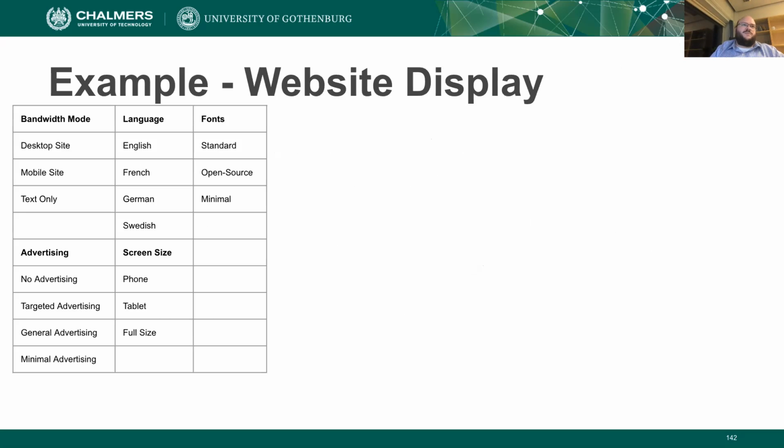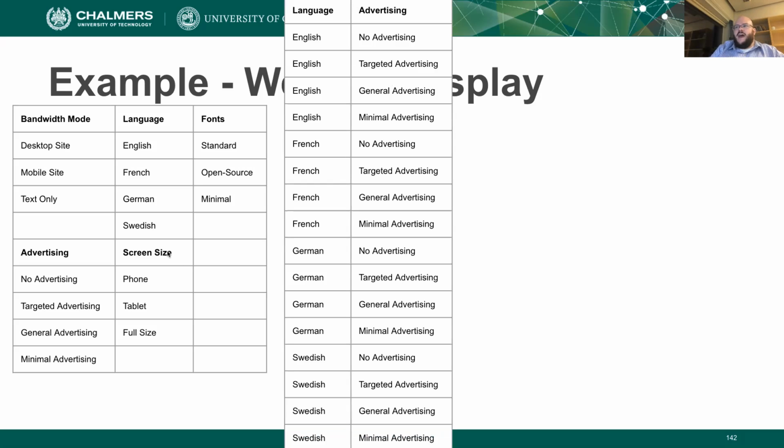So if we look at our website display, where we had 5 different choices and a set of representative values for each of those, if we want to come up with all pairwise combinations here, this process starts with 2 of those choices. We start with the 2 choices that have the most options. 2 of those have 4. Advertising: we have no advertising, targeted advertising, general advertising, and minimal advertising. For language, we have English, French, German, and Swedish. And so what we want to do first is come up with all combinations of those 2.